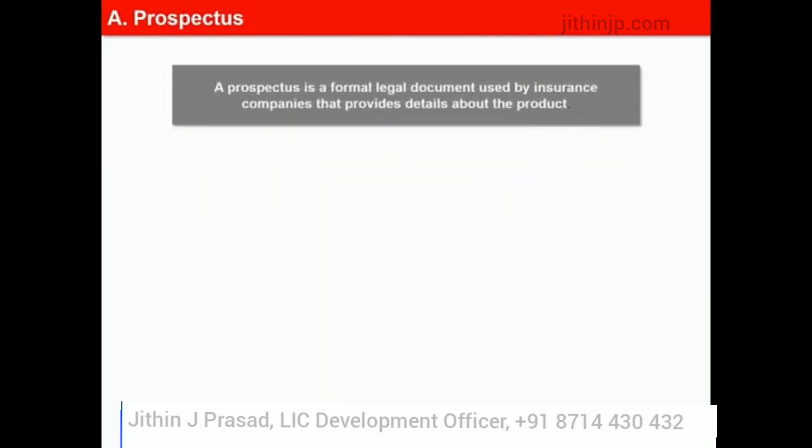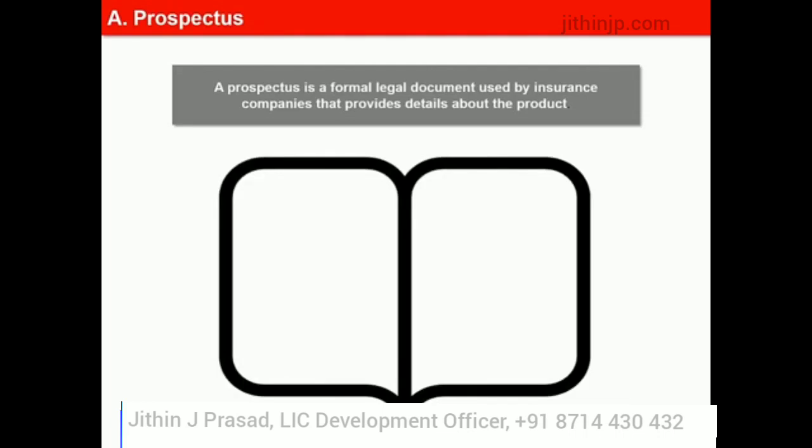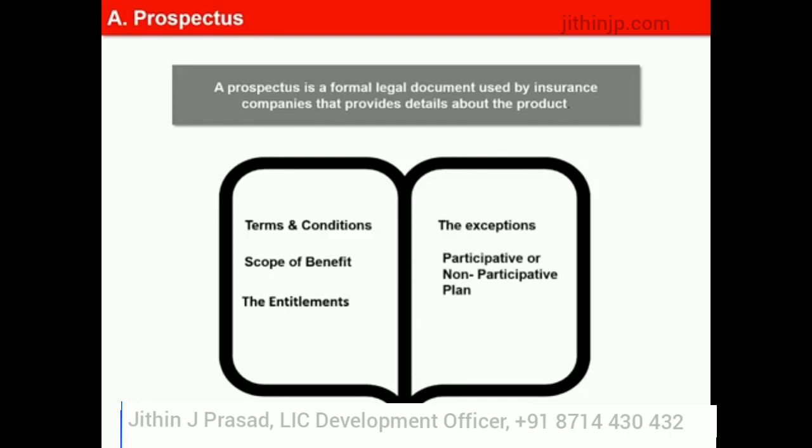First is a prospectus. It is a formal legal document used by insurance companies that provides details about the product. It is an introductory document which helps the prospective policyholder to get familiar with the company's products. The prospectus used by a life insurance company should state the following: the terms and conditions, scope of benefits, guaranteed and non-guaranteed, the entitlements, and the exceptions, whether the plan is participative or non-participative.